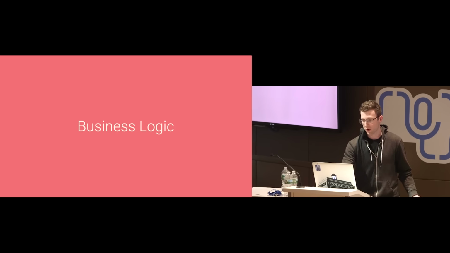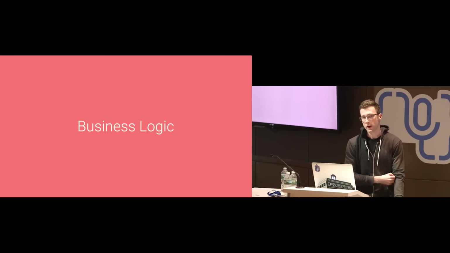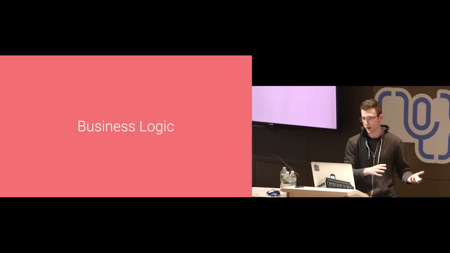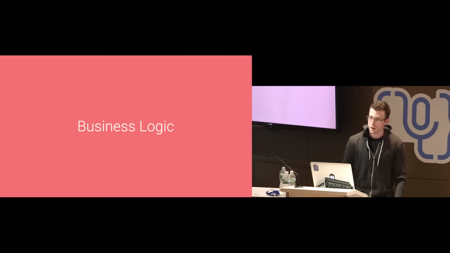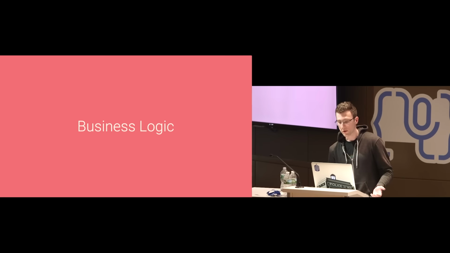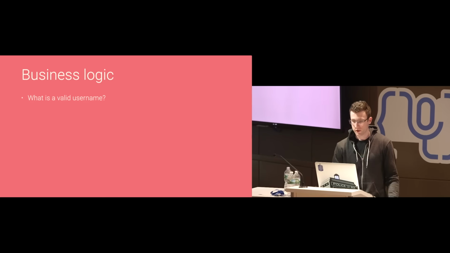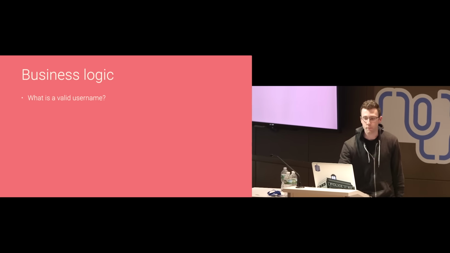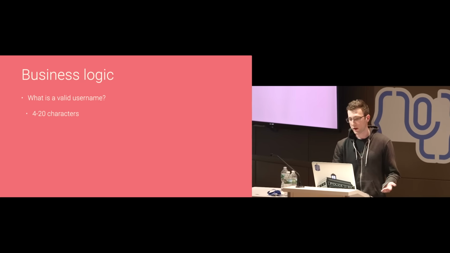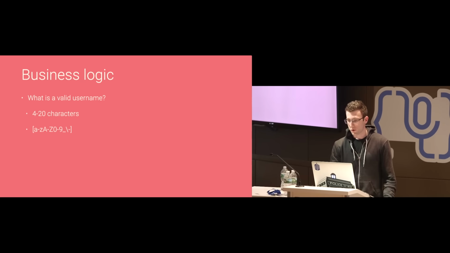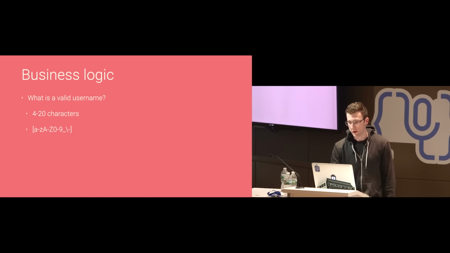So this is a term you've probably heard a lot. This is the logic in your app that's related to the business side of things and not the architecture. These are the things that your product and your design team determine. So some examples of this are, what is a valid username? 4 to 20 characters, for example, alphanumeric with support for underscores and dashes.